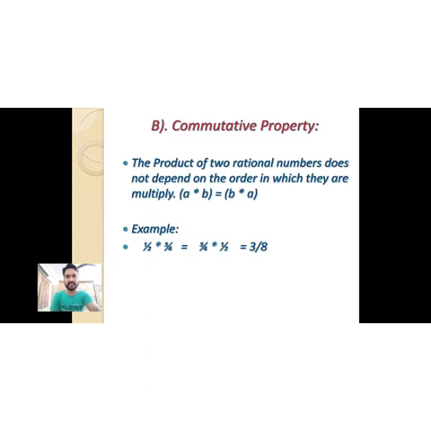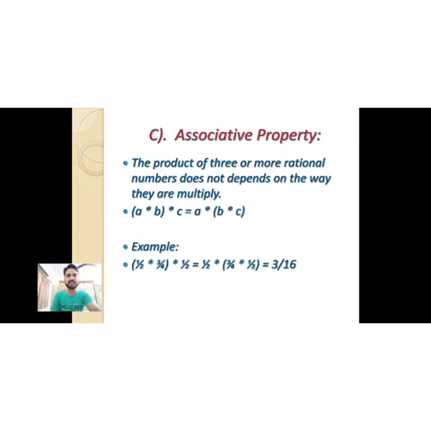Okay, multiply means A into B or B into A. That we know 2 threes is 6 or 3 twos is 6. The answer is the same. The associative property: the product of 3 or more numbers does not depend on the way they are multiplied. Means if we multiply A into B first, then multiply by C, or we first multiply B into C, then multiply by A, the answer is the same.